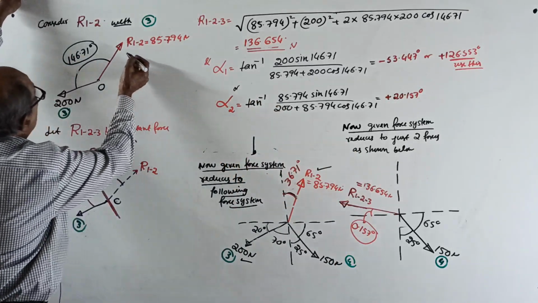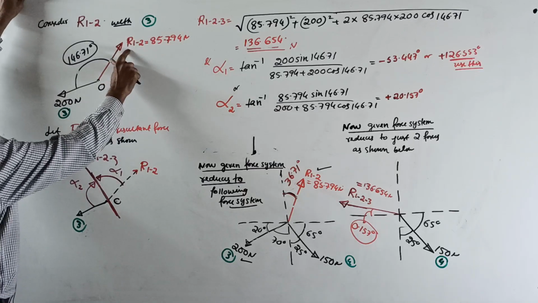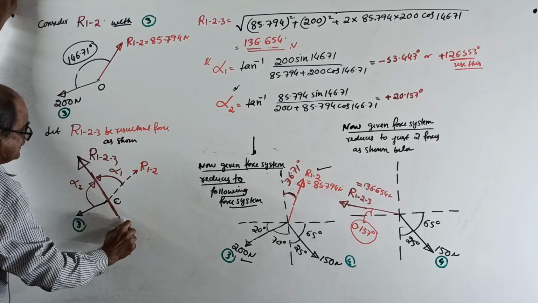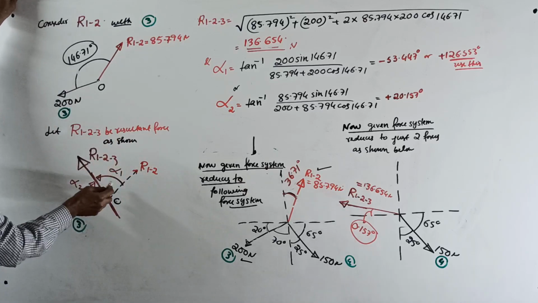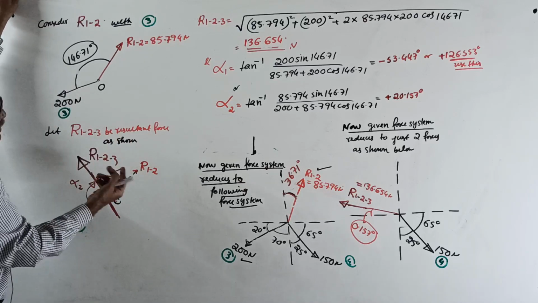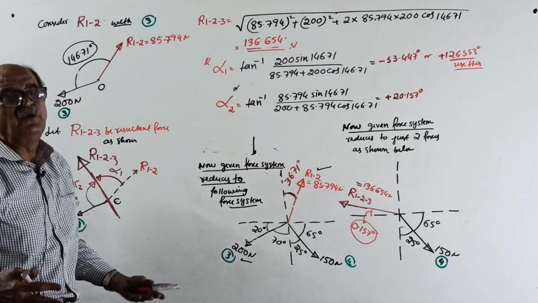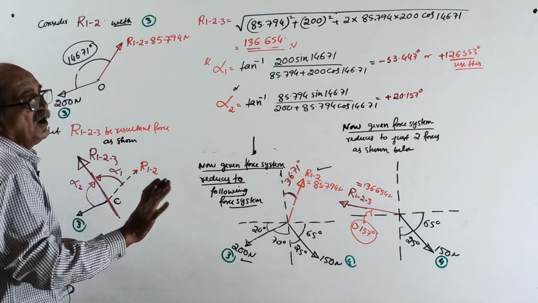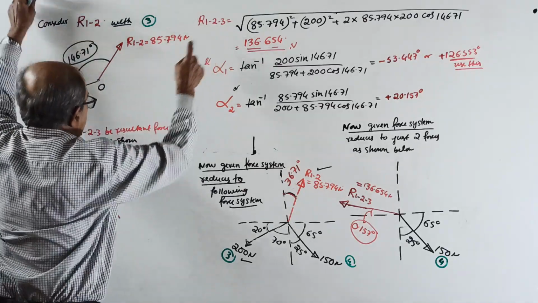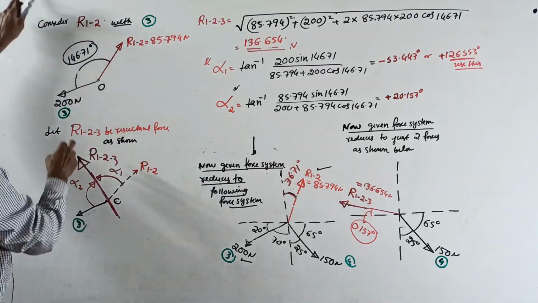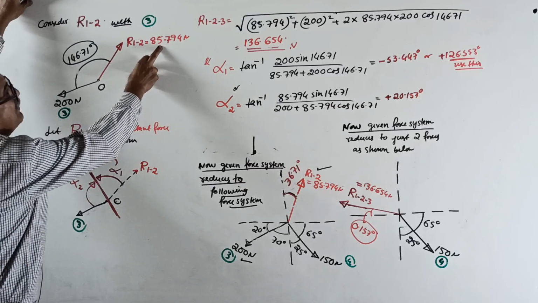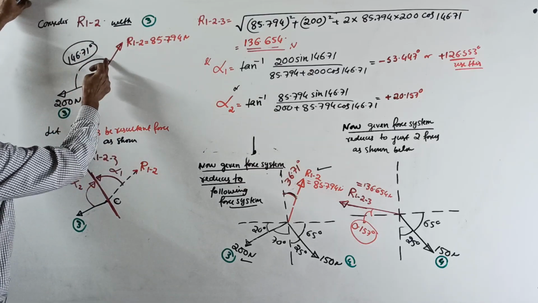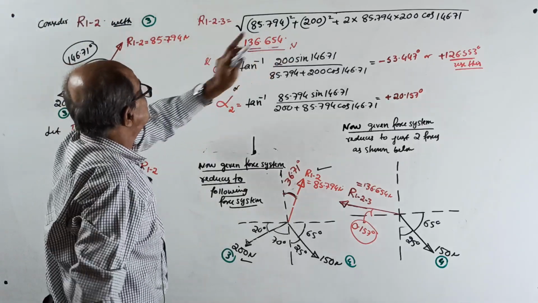Okay, now this R12 is already the resultant of 1 and 2, and then 3. Let the resultant be R123, with angle alpha 1, alpha 2. Any one you can take as alpha 1 or alpha 2, and substitute accordingly. Okay, start. Now a story is not required. R123 equals, I'm wasting time, square root of 85.794 squared plus 200 squared plus 2 into this force into cos of this angle. I got the answer.